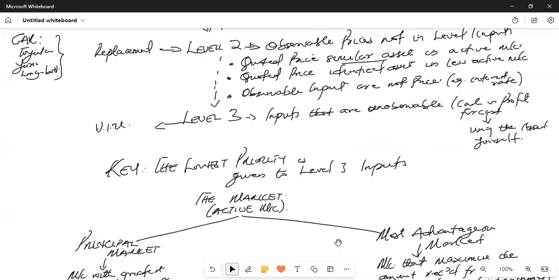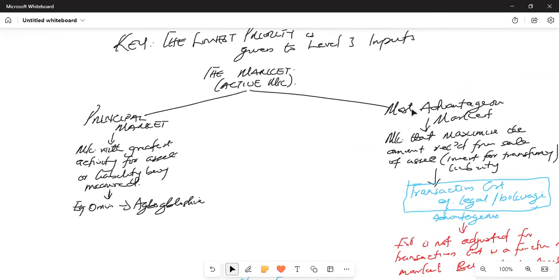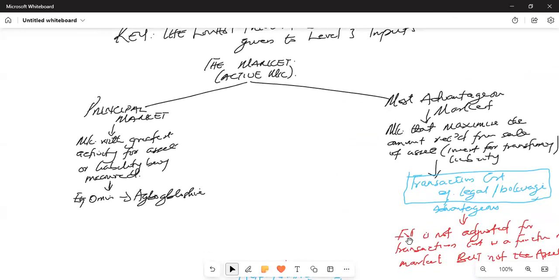If you check this one, most advantageous market and principal market. We said that the transaction cost and all these things, fair value is not adjusted for transaction cost. So that one is not adjusted for it, you leave it out. The other one that is inside that you have withdrawn is the factor. So it is the 2, which is the transport cost, because the transaction costs are ignored as they are not a characteristic of the asset. It is already ignored. So you pick your 26, you ignore transaction cost.